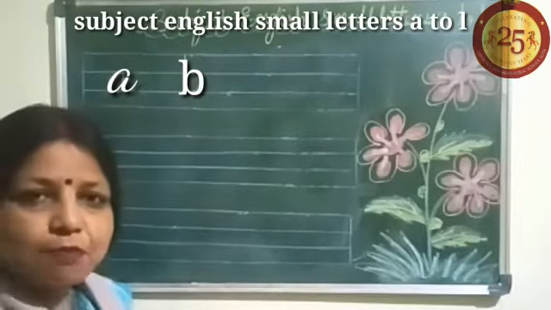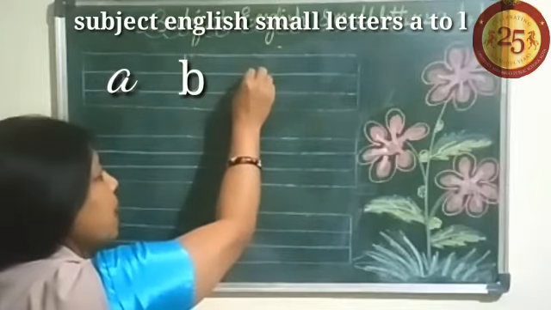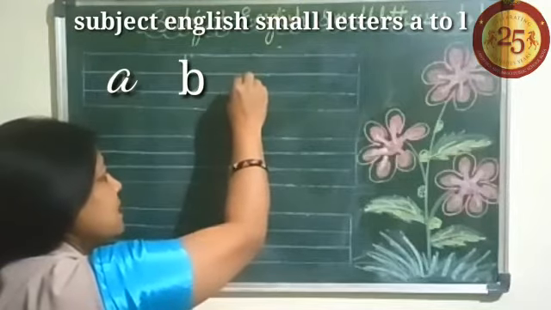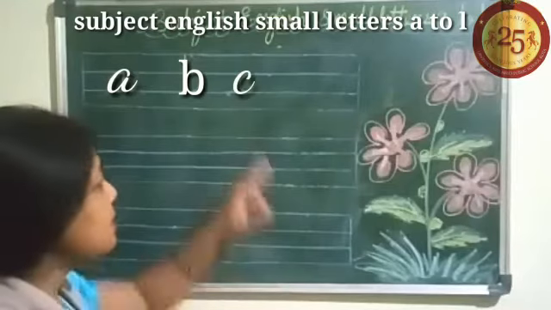Here we will write small letter C. For it, put your pencil here on this blue line and make a half curve, blue line to blue line, like this. Touch the blue line. This is small letter C.